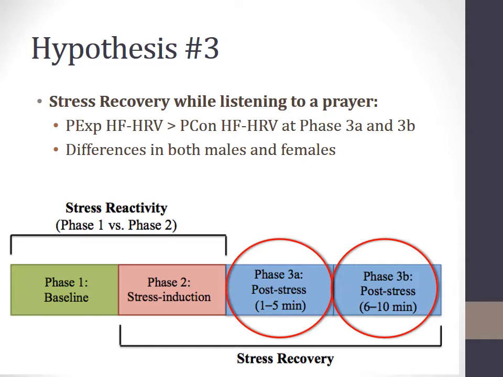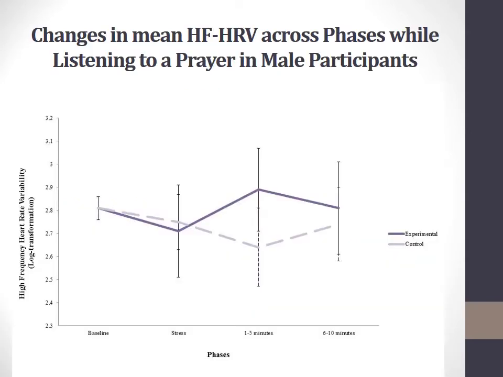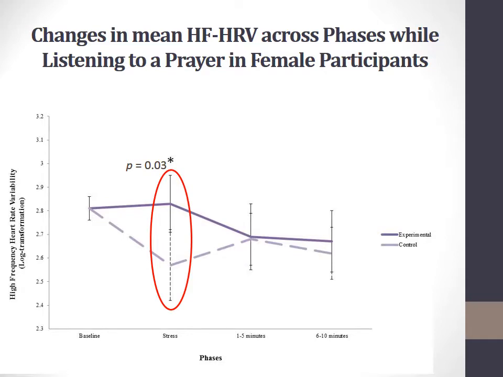And now for comparison, this is during the prayer intervention. We can see that there's a similar trend, that the experimental group was showing improved variability, but these failed to reach statistical significance. And in the female prayer group, it looks like there was a statistically significant difference during the stress intervention for heart rate variability, but not afterwards.